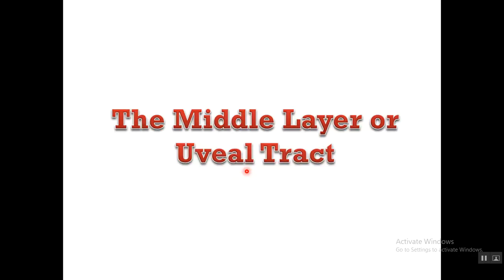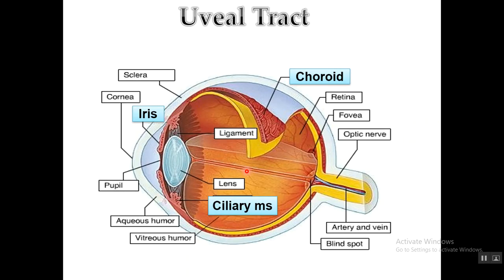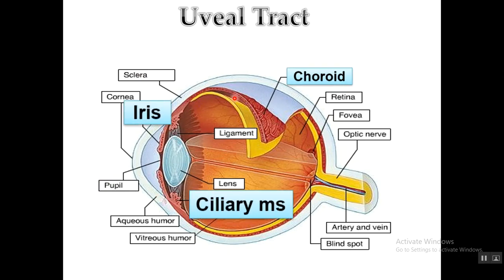Okay. What about the middle layers? Before talking about the last refractive medium of the eye, which is the lens, we should know something about the middle layers or uveal tract. The middle layer or uveal tract of the eye consists of an anterior part called the iris, followed by the ciliary muscles, and then the choroid. What's the function of each part?